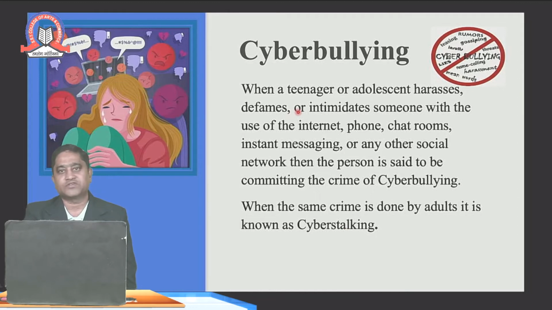Cyberbullying is also one of the offences dealt with under the IT Act. When a teenager, less than 17 or 18, or an adolescent harasses, defames or intimidates someone using the internet, phone, chat rooms, instant messaging or any other social network, the person is said to be committing the crime of cyberbullying. When the same crime is done by an adult, it is called cyber stalking. The main thing is harassment through social media chats, emails, the internet or any phone medium. Such messages and vulgar comments would be caught and tried under the IT Act. For children less than 18 it is called cyberbullying, and for adults it is called cyber stalking.